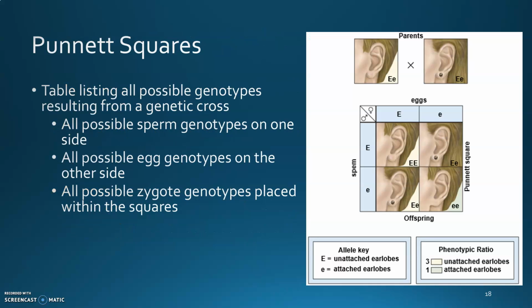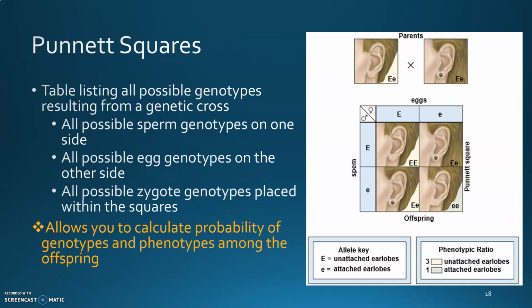And you can basically create a table that lists all the possible genotypes resulting from any genetic cross, or any monohybrid cross in this case, by listing all the possible sperm genotypes on one side and all the possible egg genotypes on the other. And then you put the possible genotypes of each zygote, or combinations of the sperm and egg, inside the 4 squares. And this whole table is known as a Punnett square.